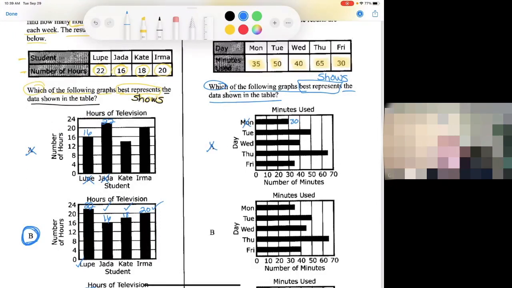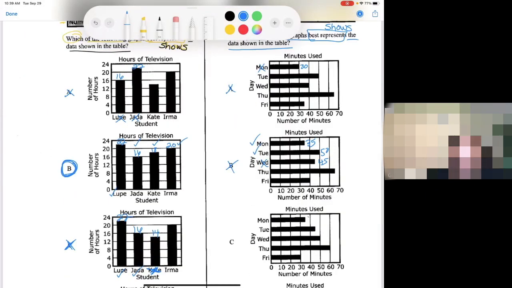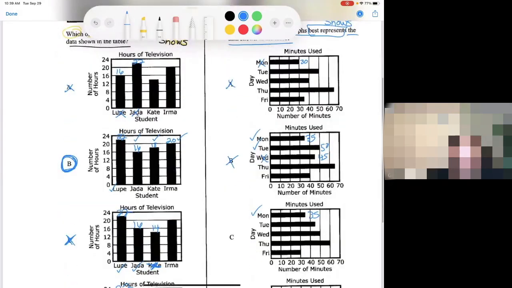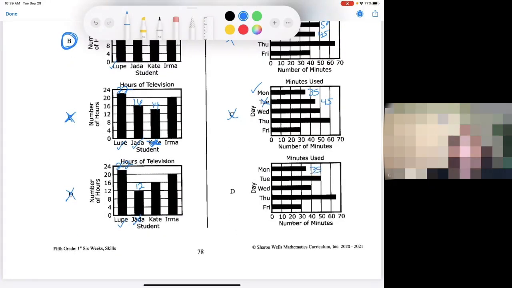B, Monday is supposed to be 35, and this one's 35. Okay, good. On Tuesday, it's supposed to be 50, and this guy has 50. Okay, good job. How about Wednesday? It's supposed to be 40, and here we have 45. So that makes it wrong. This one's supposed to be 35, yes. This one's supposed to be 50, and this is 45. So that's wrong.